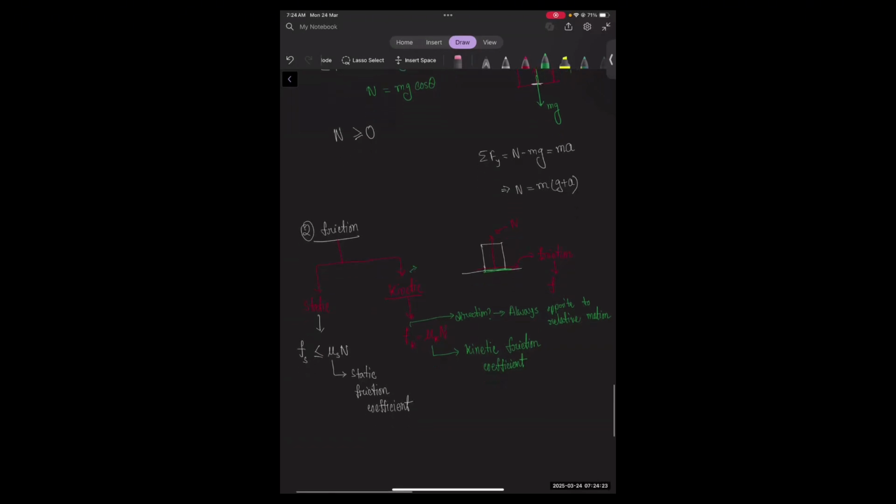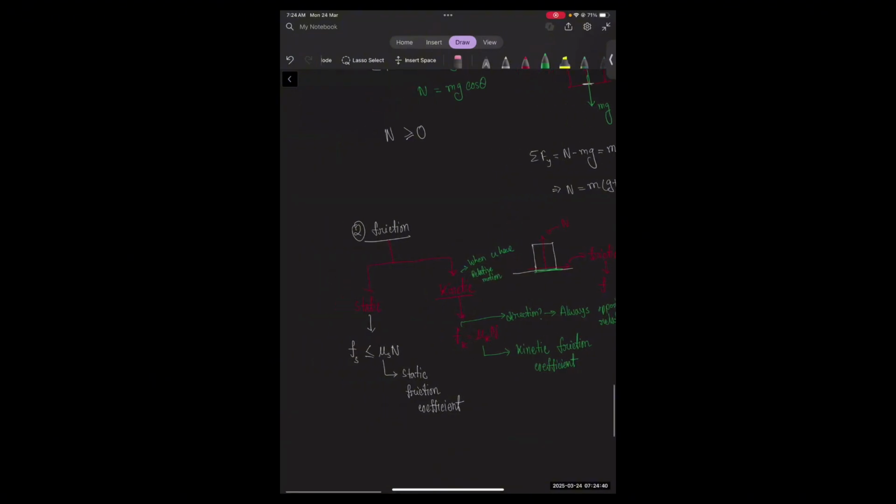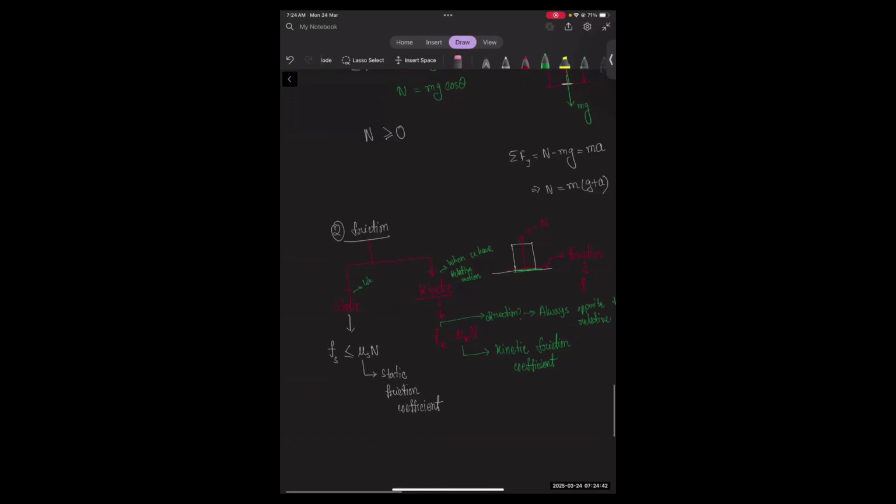Kinetic is when you have relative motion. And static is when there is no relative motion.